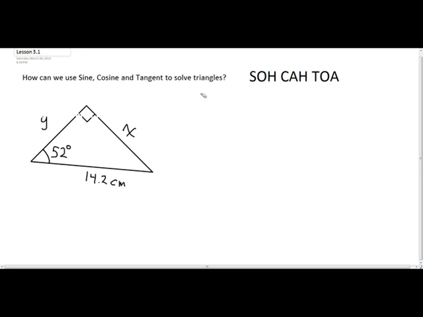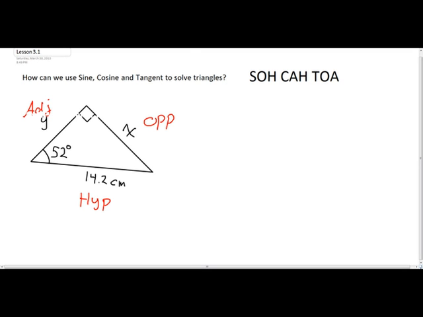So let's take a look at an example here. So what we've got is a triangle. We've got one side length and we have one internal angle here, one of our acute angles. So with all trigonometric problems, what we're going to start off with is labeling our sides. So we've got our opposite side, we've got our adjacent side, and we've got our hypotenuse.